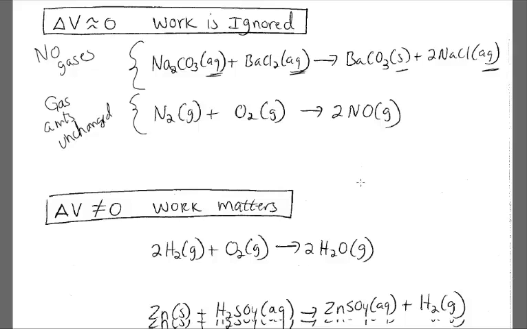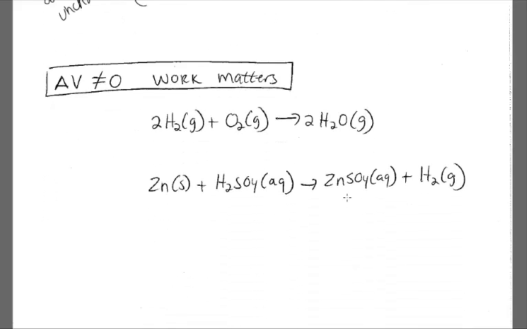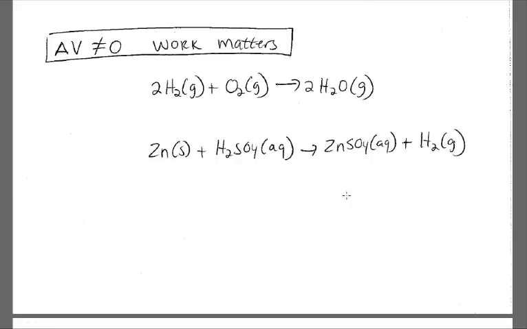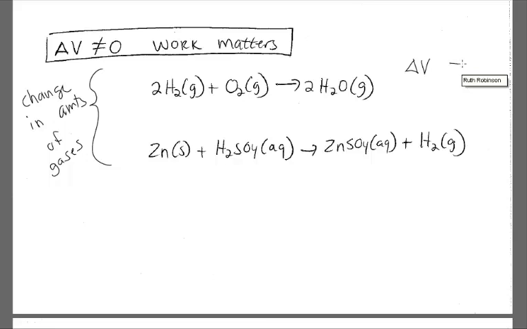Now let's look at reactions where the moles of gas do change. Here delta V is not equal to 0, so the work term does matter. Both of these have changes in gas amounts. First you have 2 moles of hydrogen and 1 mole of oxygen going to 2 moles of water. So you're decreasing the moles of gas, which means your change in volume is going to be negative, right? Change in volume is final volume minus initial volume. It'll get smaller, it's negative.